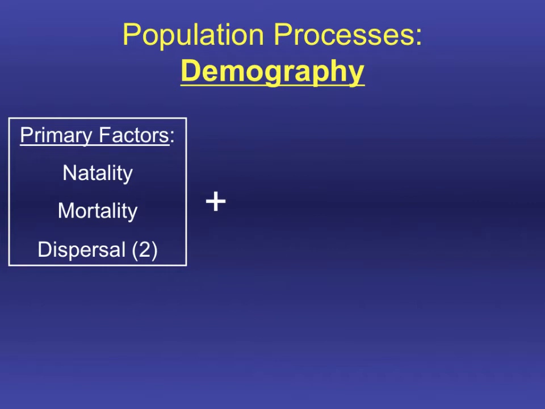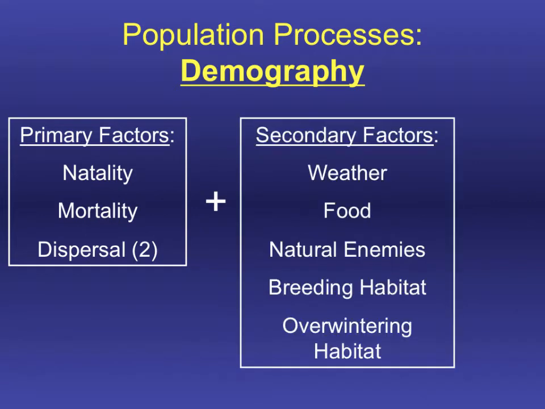And there are 2 types of dispersal. There is emigration with an E at the beginning. Emigration is where you have individuals leaving a habitat. And then you also have immigration with an I at the beginning, where you have individuals moving into a habitat. So that's kind of our primary forces here involved with demographic processes.